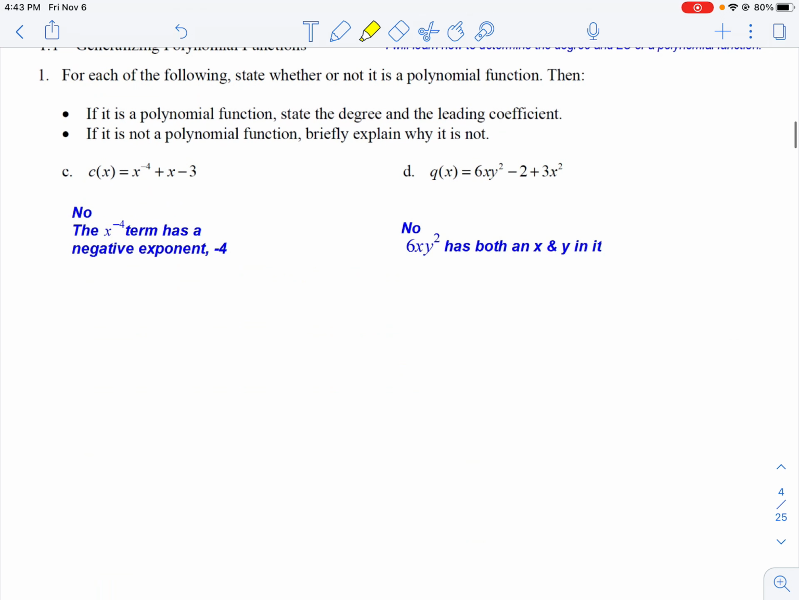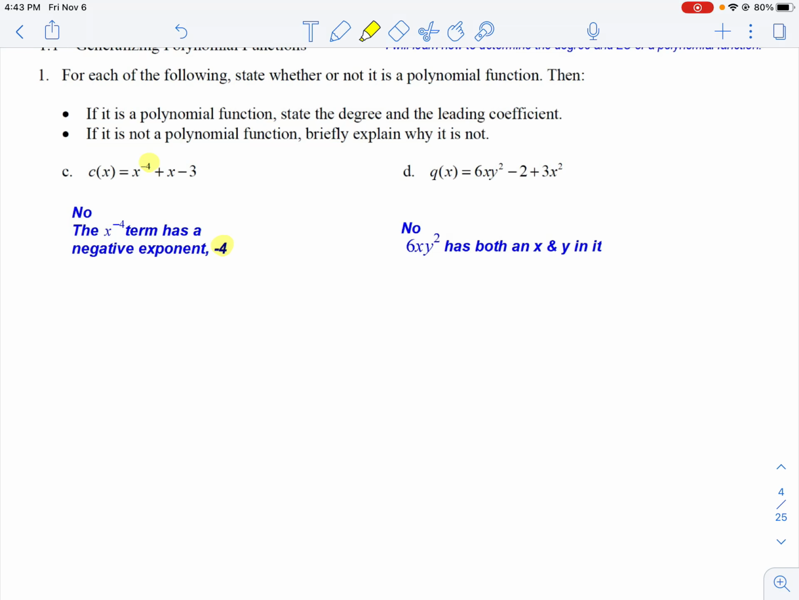Okay, moving on. For letter C, we have a negative exponent. That means this is not a polynomial function because of the negative exponent. And because this is not a polynomial function, then we don't need to have a degree and a leading coefficient.